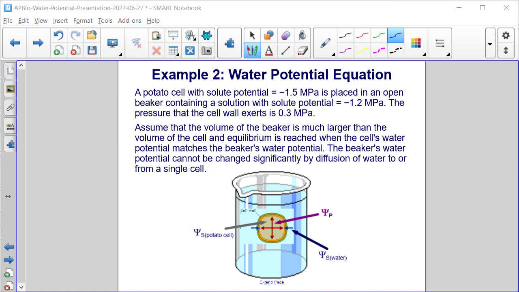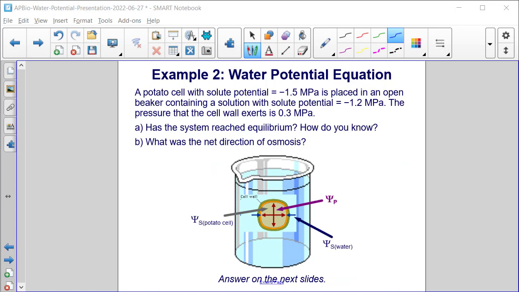Assume that the volume of the beaker is much larger than the volume of the cell, and equilibrium is reached when the cell's water potential matches the beaker's water potential. The beaker's water potential cannot be changed significantly by diffusion of water to or from a single cell. All right, so there's two parts here. A, has the system reached equilibrium, and how do you know? And B, what is the net direction of osmosis?